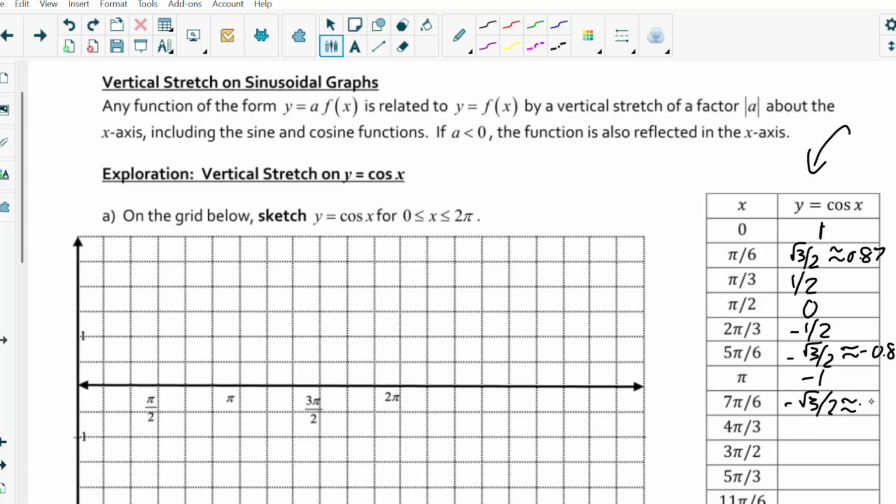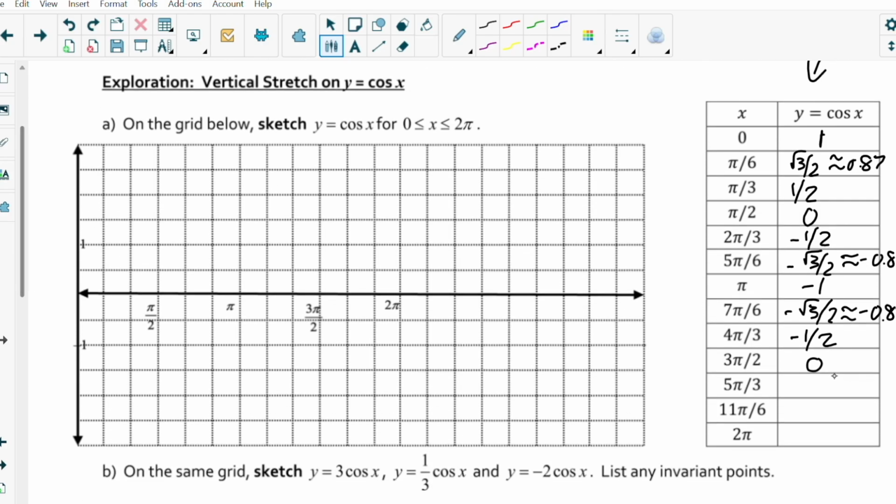That's about negative 0.87. Okay, 4 pi over 3, that's about negative 1/2. 3 pi over 2 is 0. Okay, and so on. Let me fill in the rest of these. It's 1/2, square root of 3 over 2. Okay, and then 2 pi is just 1. Okay, when I throw these on the graph, I have 0, 1. So there we go.